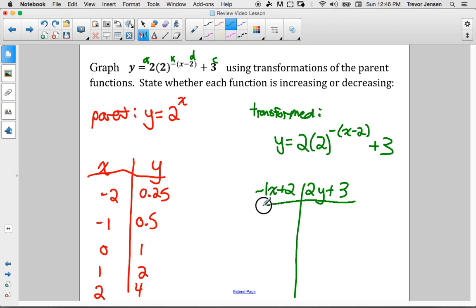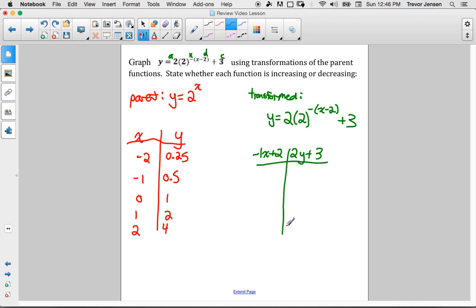Let's perform these operations on the points of the parent function, and we'll be able to graph the transformed function. You take each of the x values, multiply them by -1, and then add 2. So -1 times -2 is 2, plus 2 is 4. Now the corresponding y value has to be multiplied by 2 and then add 3. 2 times 0.25 is 0.5, plus 3 is 3.5. You'll perform those operations for each pair of points, and I'll just write down what you'll get: (3, 4), (2, 5), (1, 7), (0, 11). So there are our points for our transformed function.